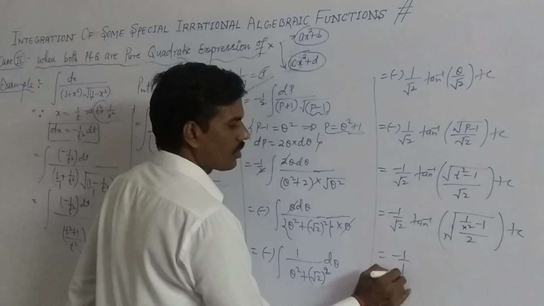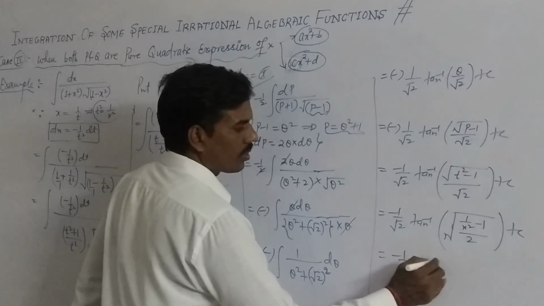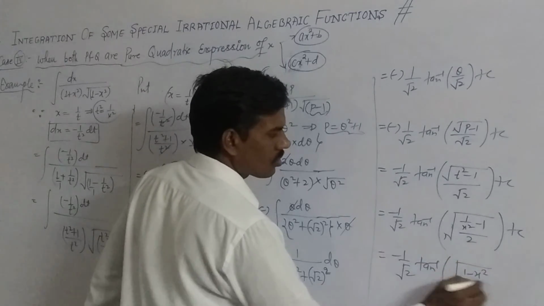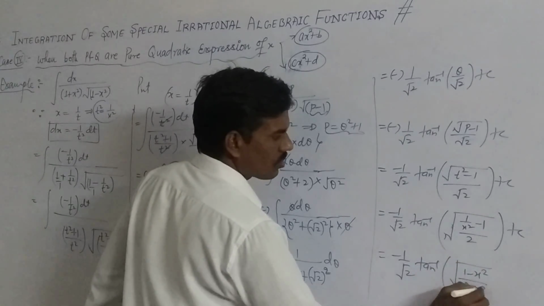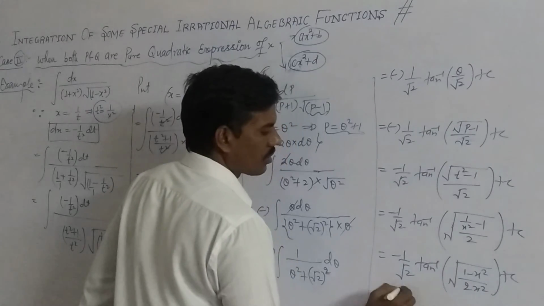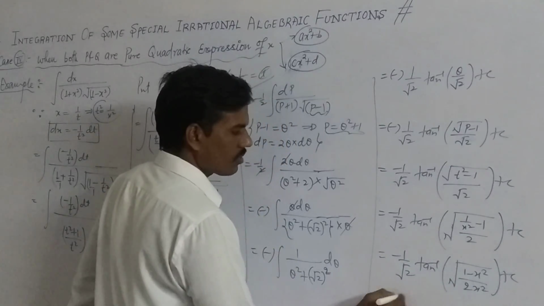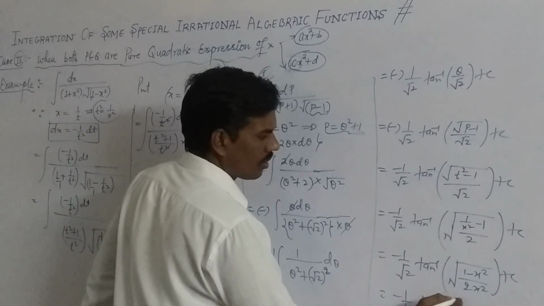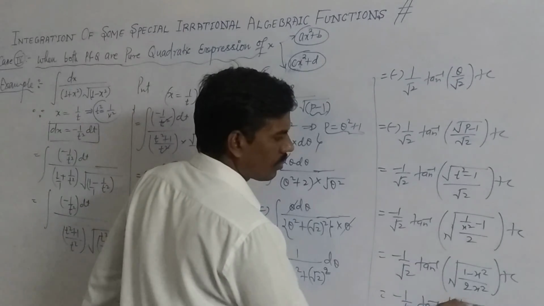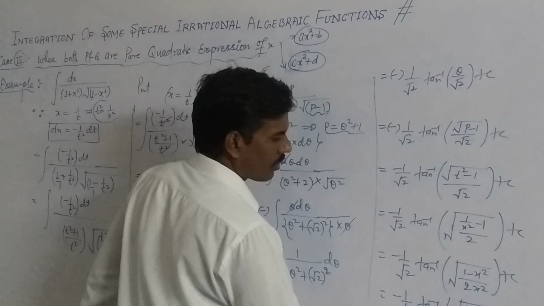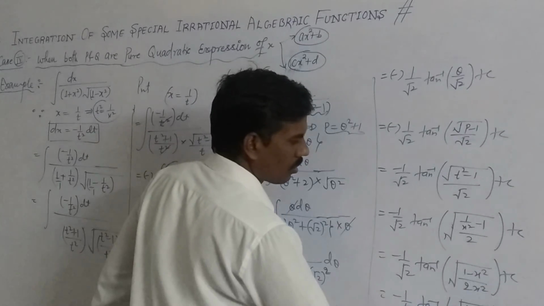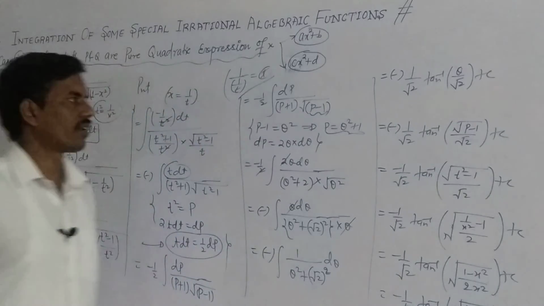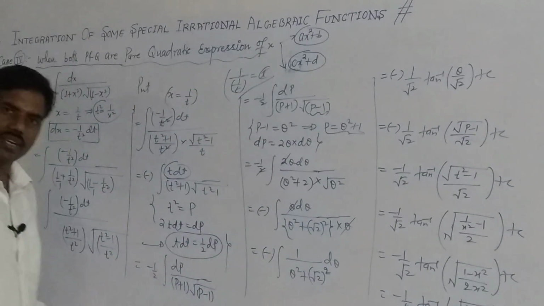This is equal to minus 1 upon root 2 tan inverse of under root of (1 minus x square) upon x square, upon root 2, plus c. You can write it as minus 1 upon root 2 tan inverse of under root of 1 minus x square upon x under root 2 plus c. This one is your final answer of this type of integration.